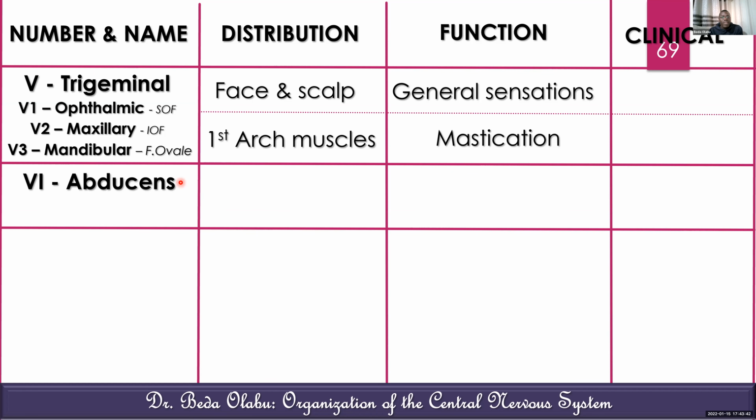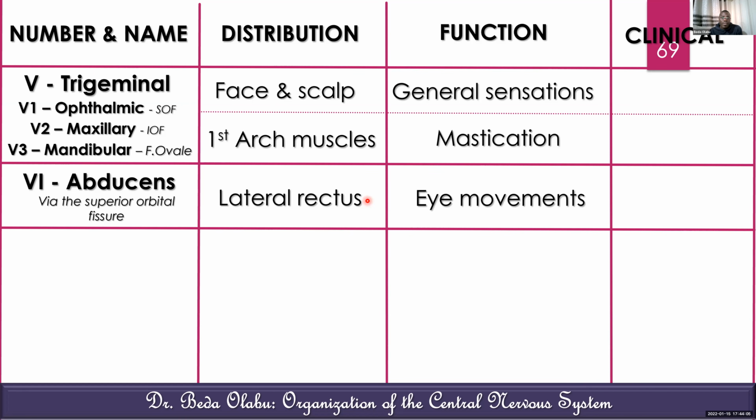The sixth cranial nerve is the abducens nerve. This one also exits the cranial cavity through the superior orbital fissure. It supplies one of the extraocular muscles that we call the lateral rectus muscle. And it is from that, actually, that the nerve derives its name. Lateral rectus is one of the muscles that will move the eye. And in particular, it causes the eye to abduct. That is why the nerve is called abducens.